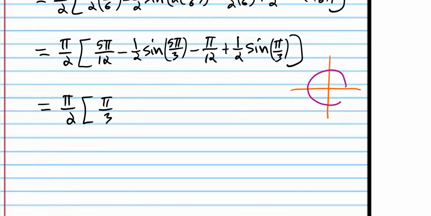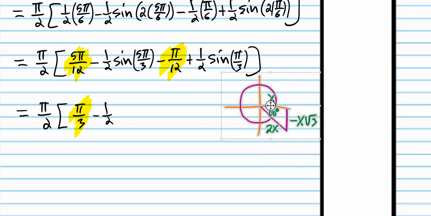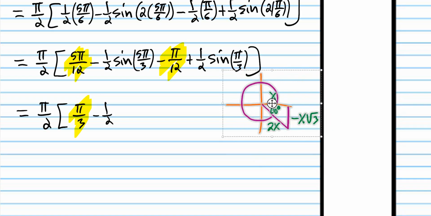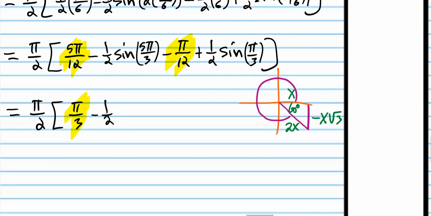So 300 degrees, that would take us all the way to here. We see our reference angle is going to be 60 degrees. So this side is negative x root 3, this side is x, this side is 2x. It's a 30, 60, 90 degree triangle. Are you expected to know 30, 60, 90 degree triangles? Are you expected to know everything about them? And the answer is yes. That's something you have to memorize. Sine is opposite over hypotenuse, so that's going to be negative root 3 over 2.